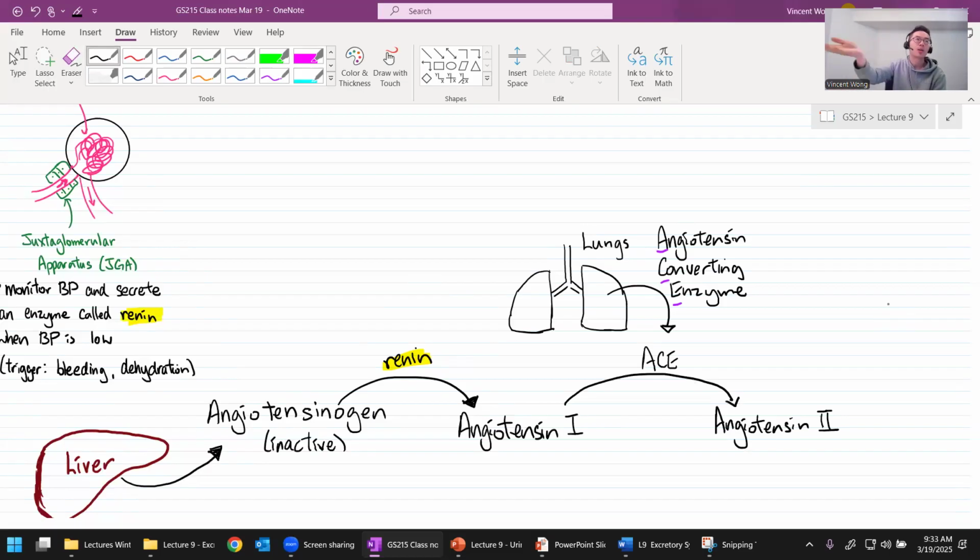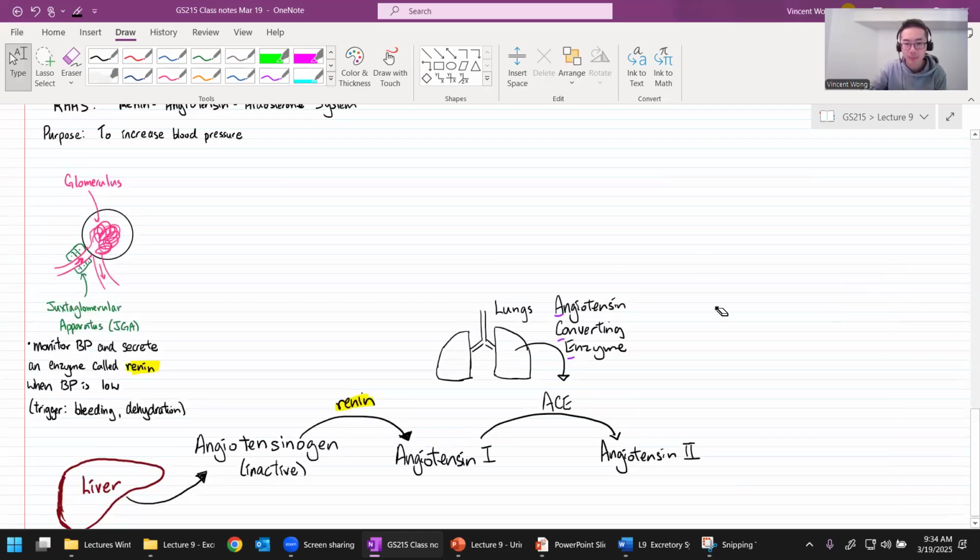All right. So what's the problem right now? What's the situation? What are we trying to fix? What's wrong with the body right now? Why are we turning on this RAS system? What are we trying to fix? That's right, low blood pressure. So how do you fix low blood pressure?